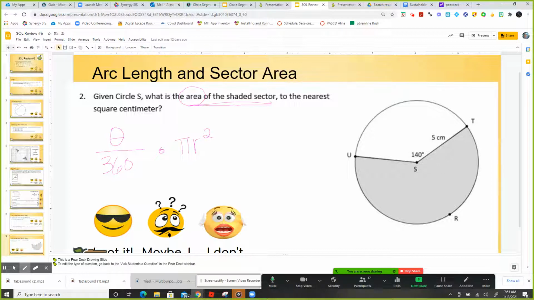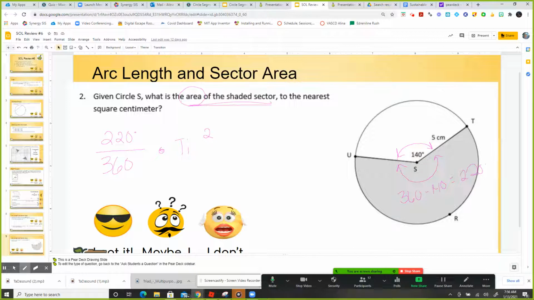What's my angle here? Because if you're going to make a mistake, that's where you're going to make it. If this white angle is 140, what's the gray angle? Did you do 360 minus that 140? Yes, ma'am. So 360 minus 140 is 220, if my mental math is right. So I'm going to change my angle to 220.